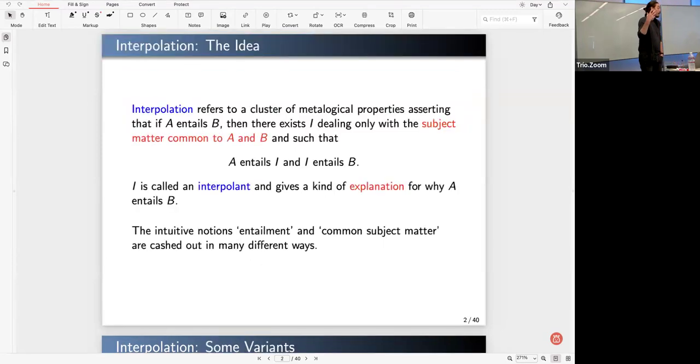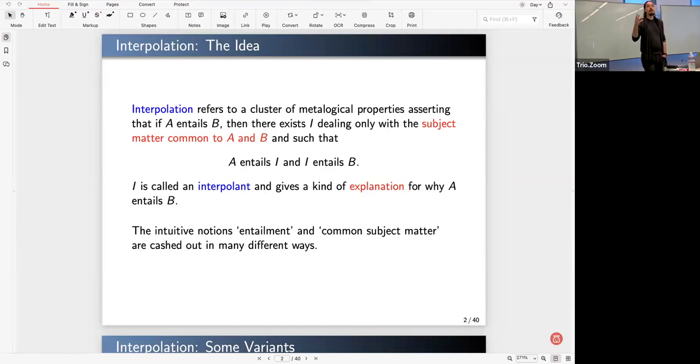So what is interpolation, generally speaking? Interpolation is actually a cluster of different ideas, a cluster of different metalogical properties. The core of it is that if you have some formulas, perhaps, or some logical structures, A and B, and you have that A entails B, then there exists some other thing, I say I, and I deals only with the subject matter common to both A and B. And you have for this I, A entails I, and I entails B. And there are a lot of undefined primitives here that I've kind of alluded to. I is usually called an interpolant, first of all, and it gives some kind of an explanation for why A entails B. That's kind of the general idea of what interpolation is about.